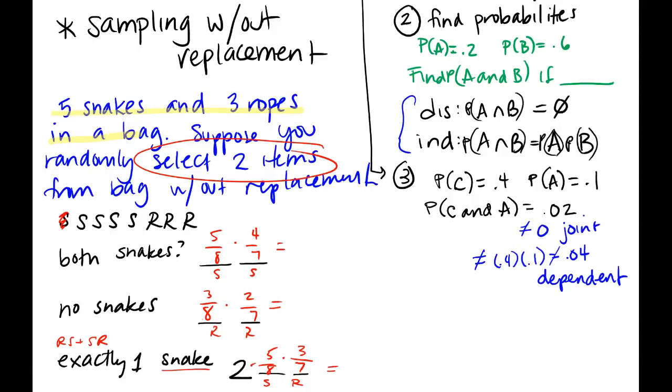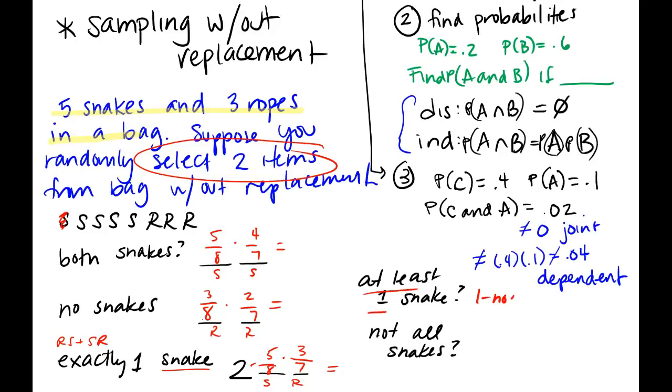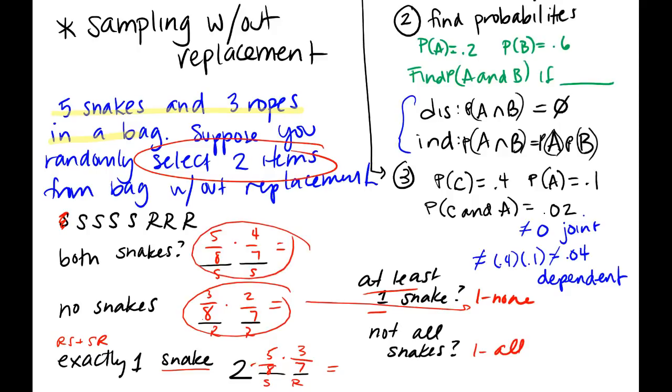So those are the 3 big ones. The other 2 I can also ask: what's the probability of at least one being a snake, or at least 1 danger noodle? And the last one is not all being snakes. Both of these come down to the idea that at least one is the opposite of none. So whatever you had here, subtract it from 1. And not all is just 1 minus all, which is this one.